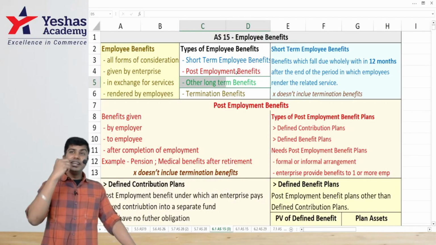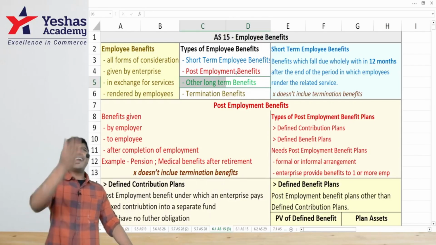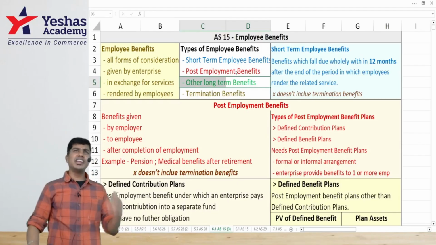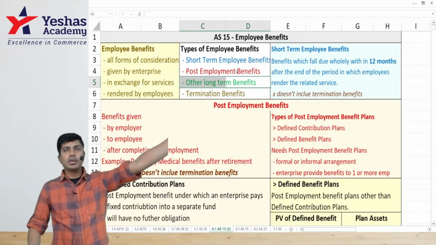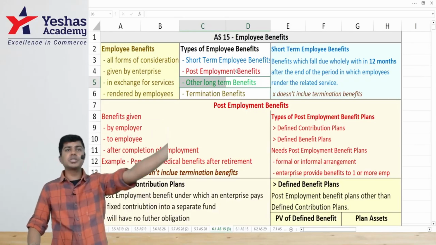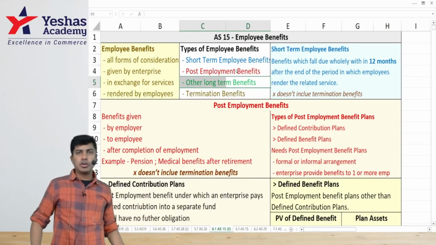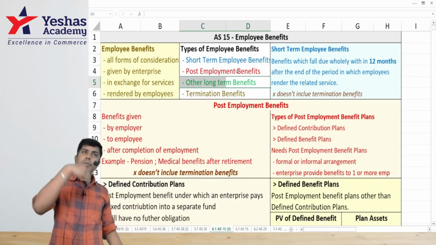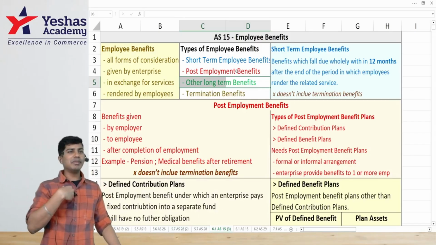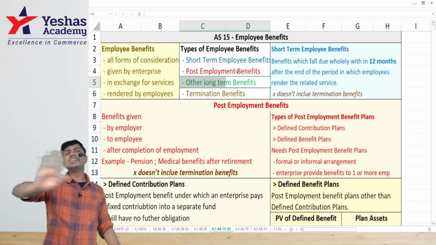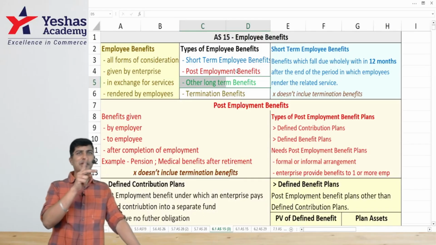Listen. It need not be that I am sending him out. He'll say, hey, I understand nothing, you are boring, and he'll get up and walk out. I am not sending him out. He himself is quitting. That is also termination. Termination is breach of the employment contract or agreement between employer and employee, might be initiated by the employer or might be initiated by the employee. Doesn't really matter. So you understand the difference between termination and post-employment?